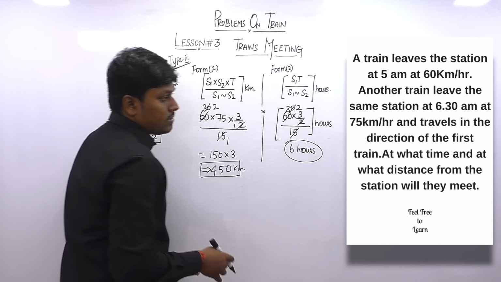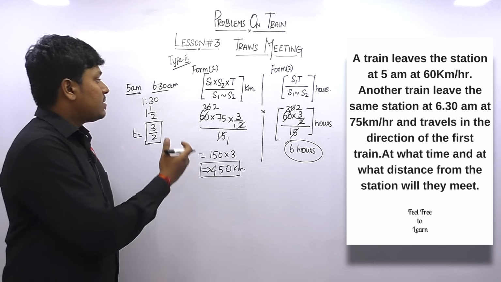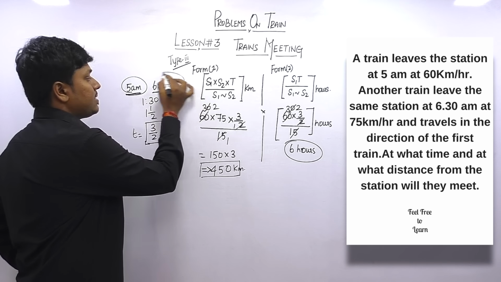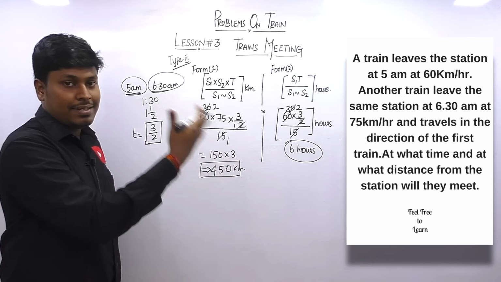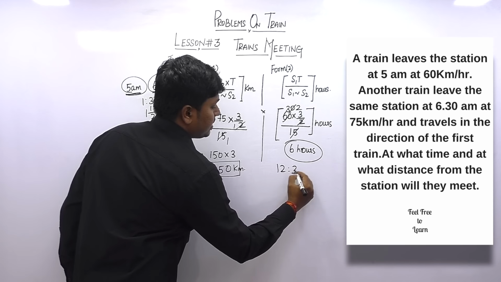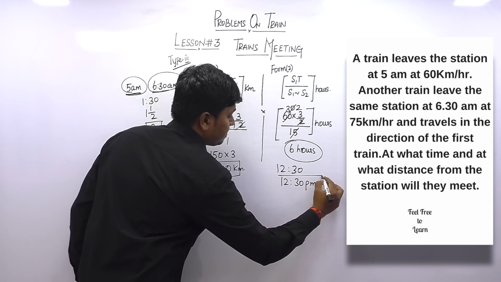Right? After it, what is our target? Our target is to find at what time and at what distance, right? So we know that the first train starts at 5 a.m. and the second train starts at 6:30 a.m., and both the trains travel 6 hours, right? So 6:30 plus 6 will be 12:30. So at 12:30 p.m. both the trains will meet.